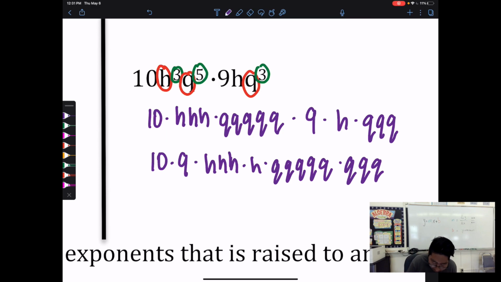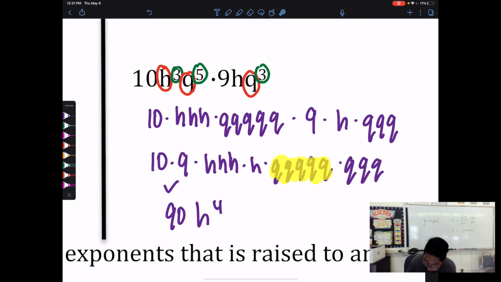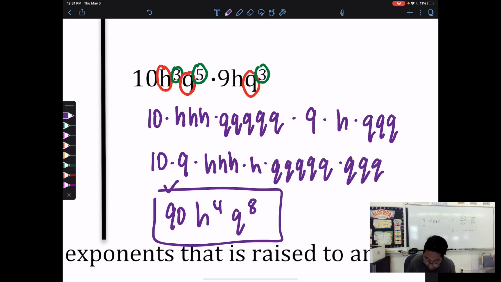So let's simplify. 9 times 10 is 90. Then we have a total of 3 plus 1, so there's a total of 4 h's repeated, so h to the 4th. And q to the 5th times q to the 3rd is a total of 8, so q to the 8th. So there you go, we simplified, okay?